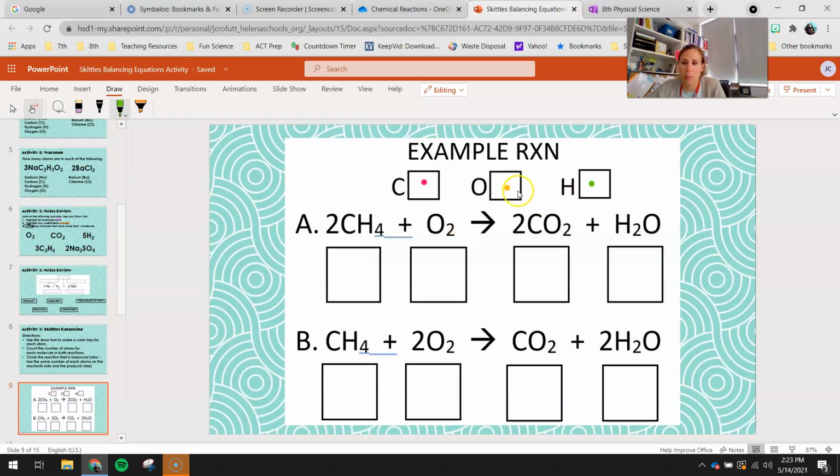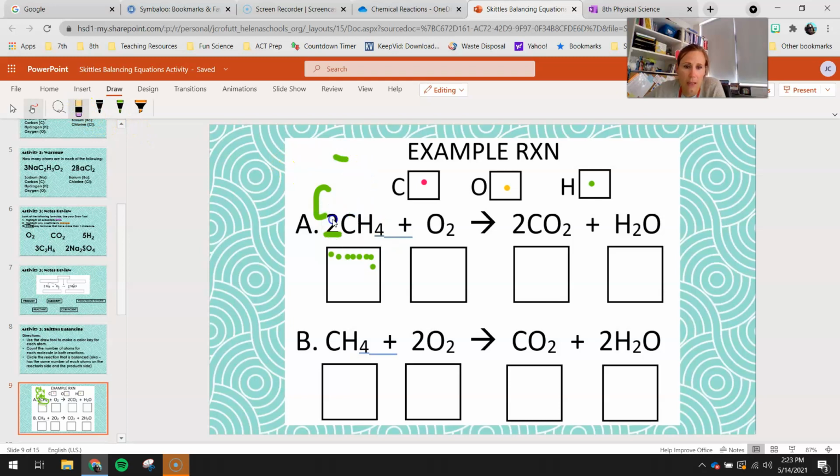Since I already have my green marker pulled up, I'm going to go ahead and count how many hydrogens are in each of these. In this case, I have a coefficient of 2. That means I have 2 CH4 molecules, so it's like writing CH4 twice. How many hydrogens do I have in this little set of molecules right here? The answer should be 8, since 4 plus 4 is 8. So I drew my 8 dots there.